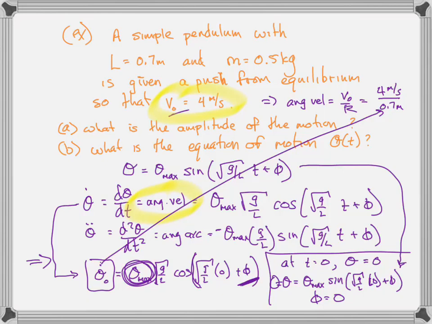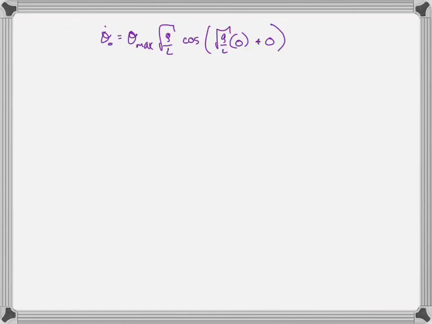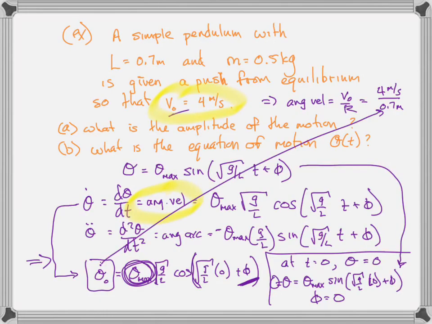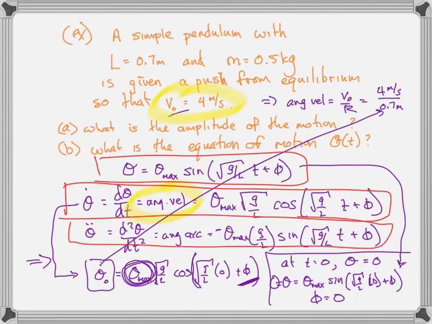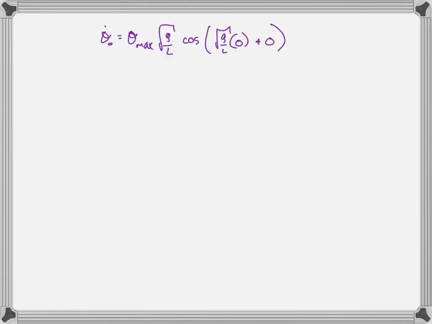Okay, so now we know phi equals 0, so I've just rewritten our equation for angular velocity, that second equation of motion. Let's not get too lost in the details here. We have our equation of motion, and we have the first derivative, which gives us velocity, and the second derivative, which gives us acceleration. We're just plugging in what we know to find out what we don't know. We first plugged in the initial conditions to find phi, and now we're plugging the other initial condition that we know into the second equation in order to find theta max. And that's what we have here.